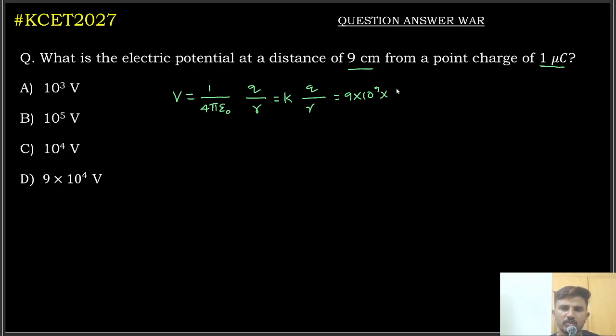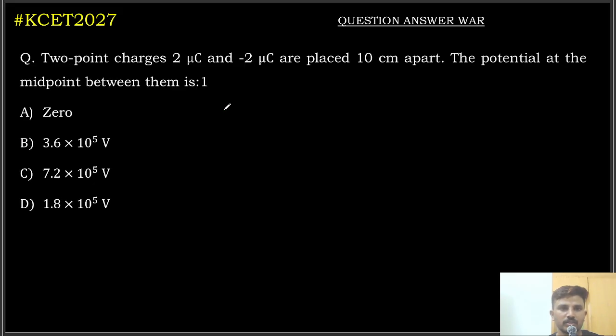So charge is 1 microcoulomb, means 10 to the power minus 6, divided by R, which is 9 into 10 to the power minus 2. Here 9 gets cancelled, that is equal to 10 to the power 9 minus 6 plus 2, which is 10 to the power 5. So volt or joule per coulomb, that is option B is correct. Moving on to the next question.